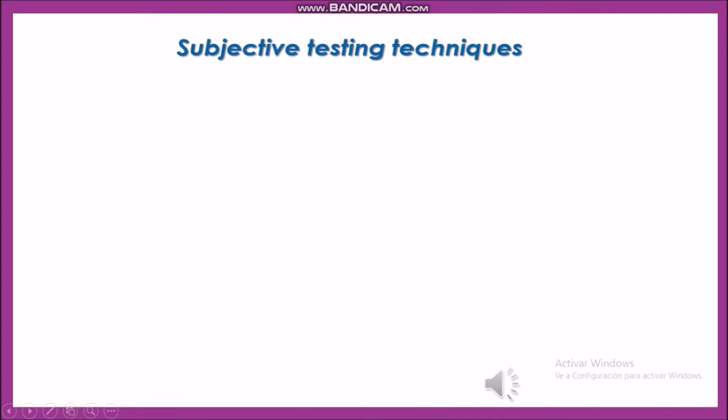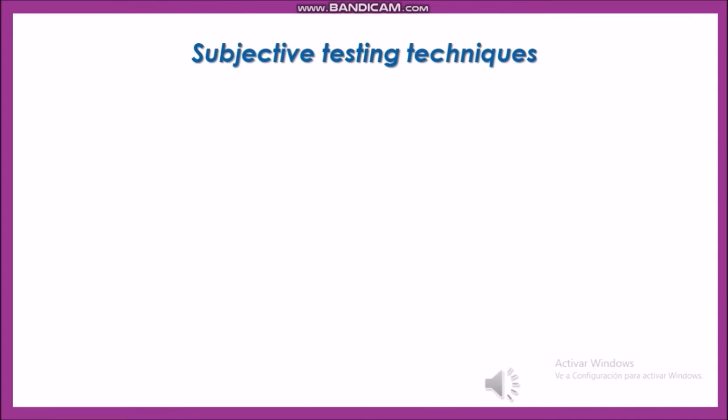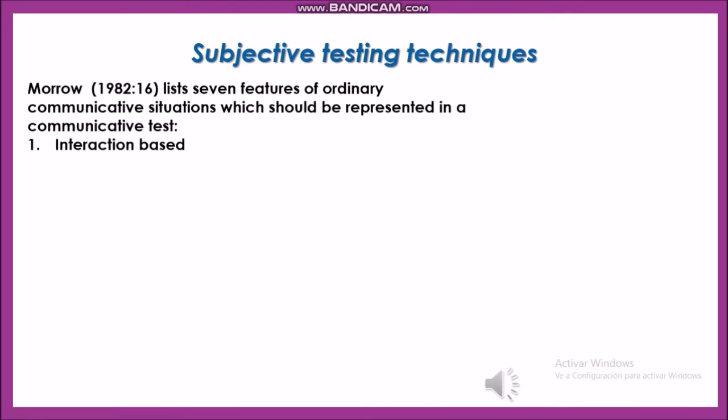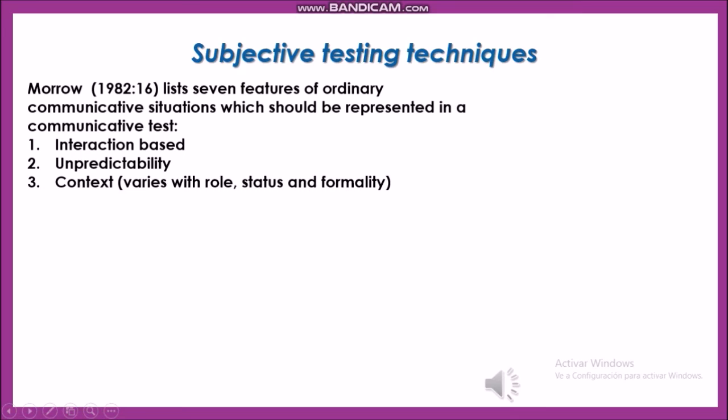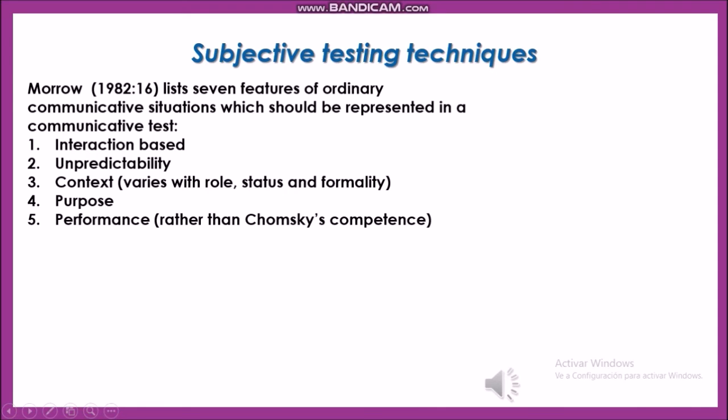Subjective testing techniques. Morrow lists 7 features of ordinary communicative situations which should be represented in a communicative test. Interaction-based. Unpredictability. Context. Varies with role, status, and formality. Purpose. Performance, rather than Chomskyan competence.